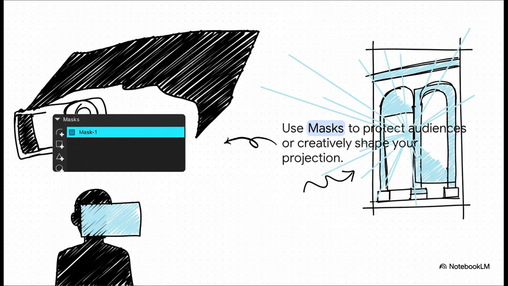This is a perfect example of a tool that's got a dual purpose. On the safety side, you can use a mask to create a hard blackout zone, to protect a camera lens or make sure no light ever hits an audience area. But you can also use it artistically, to precisely crop your projection so it fits perfectly onto a weirdly shaped building or object. Super useful.